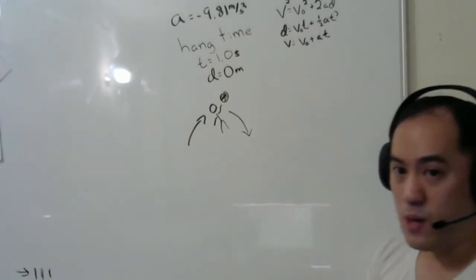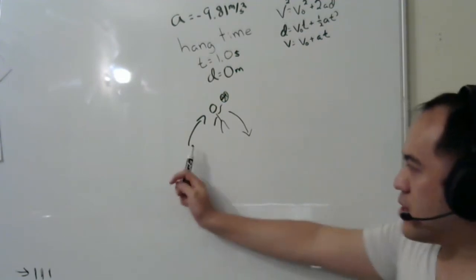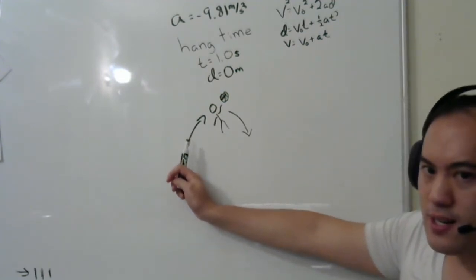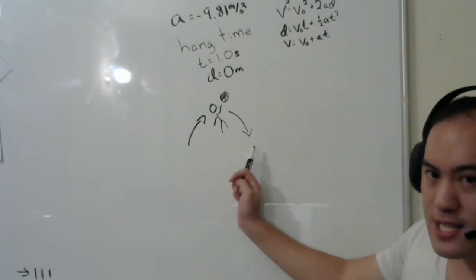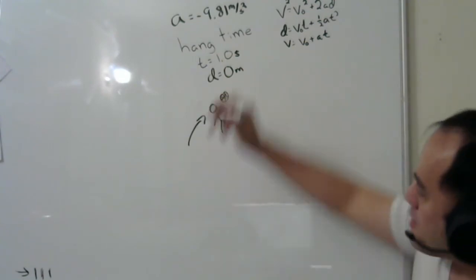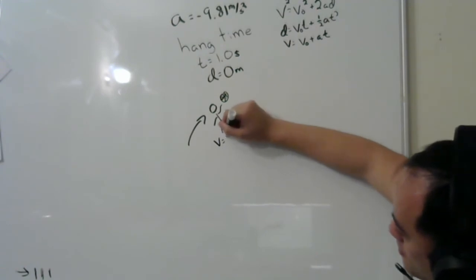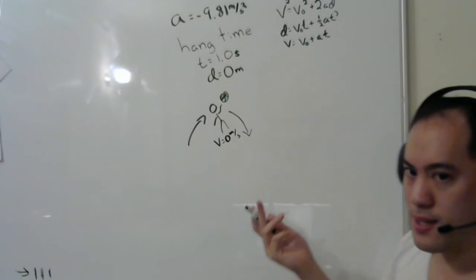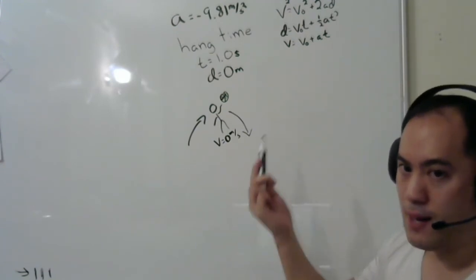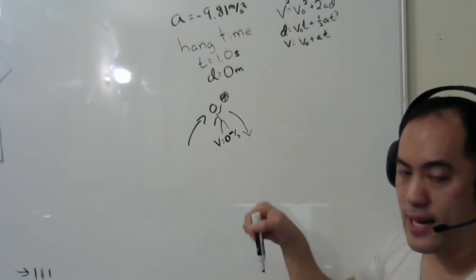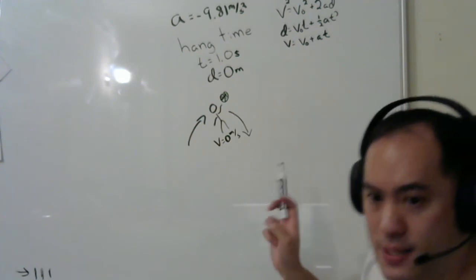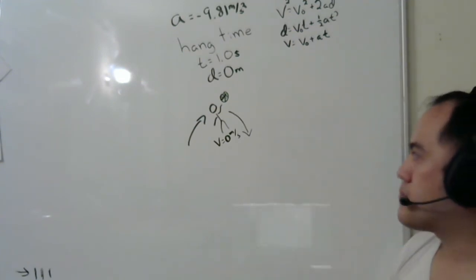We can add in one more variable. We don't know his initial velocity v naught. We don't know his final velocity v. But we do know the velocity at the highest point. It's 0 meters per second. It has to be. If it was positive, he'd be going up. If it was negative, he'd be going down. At the highest point, his velocity must be 0.